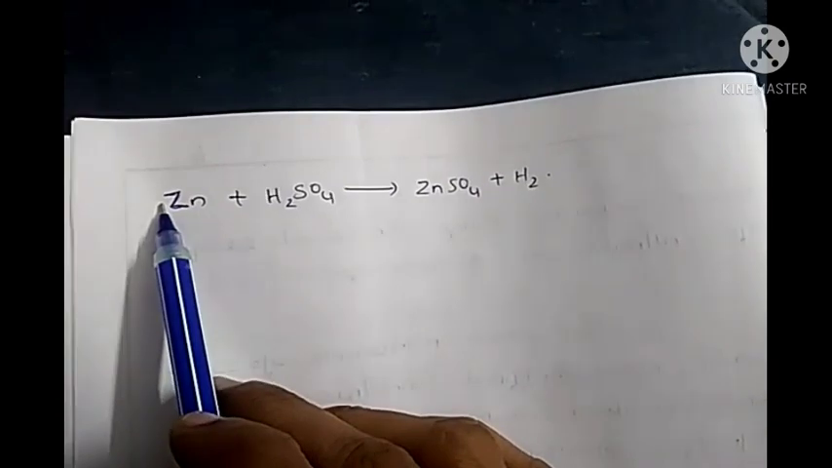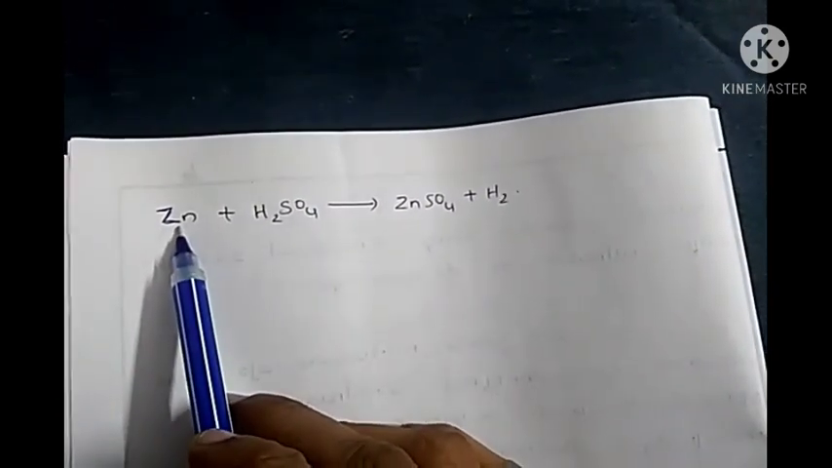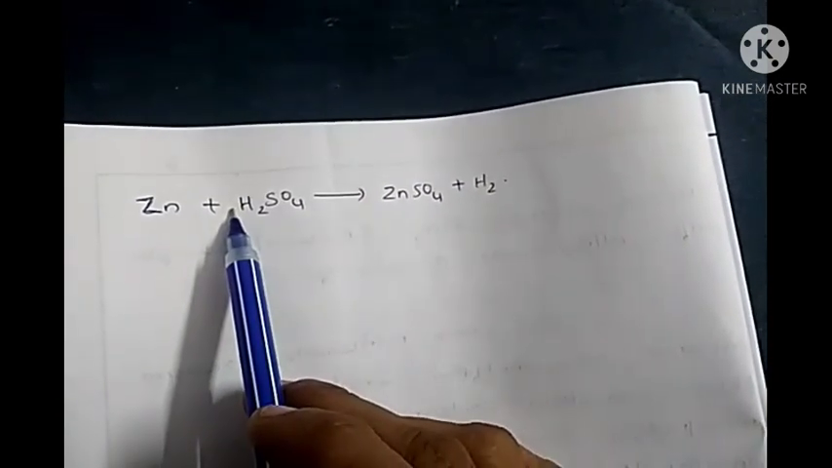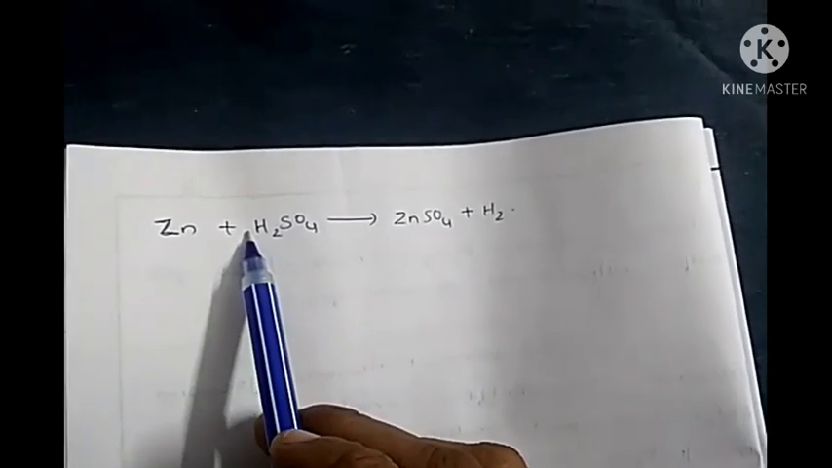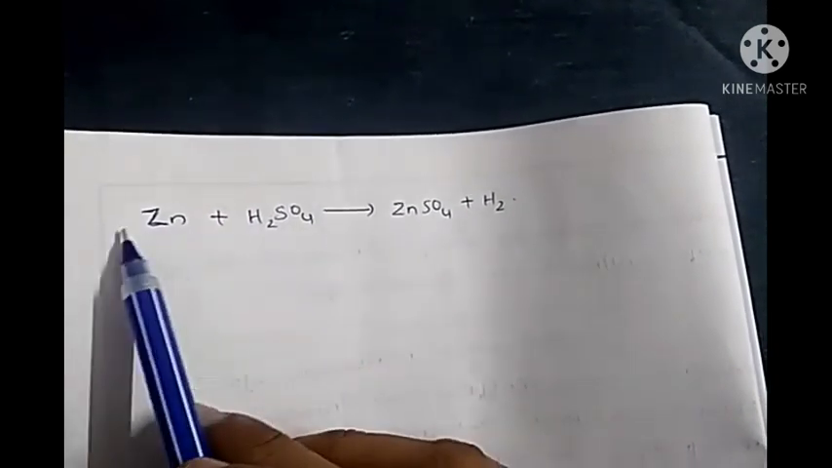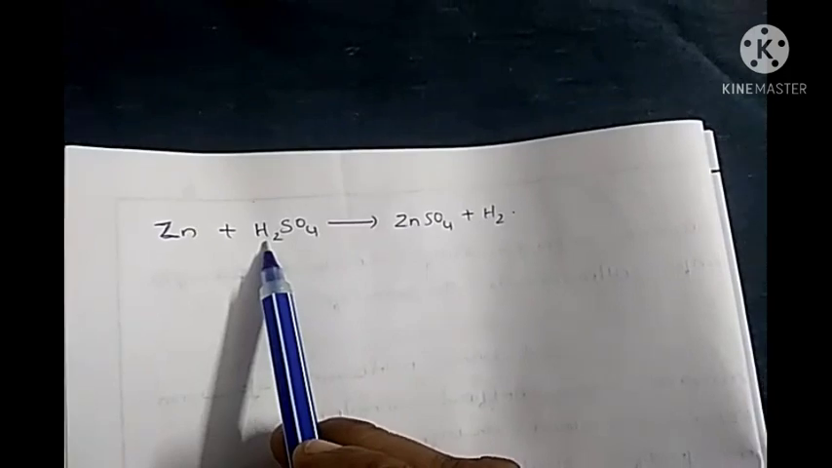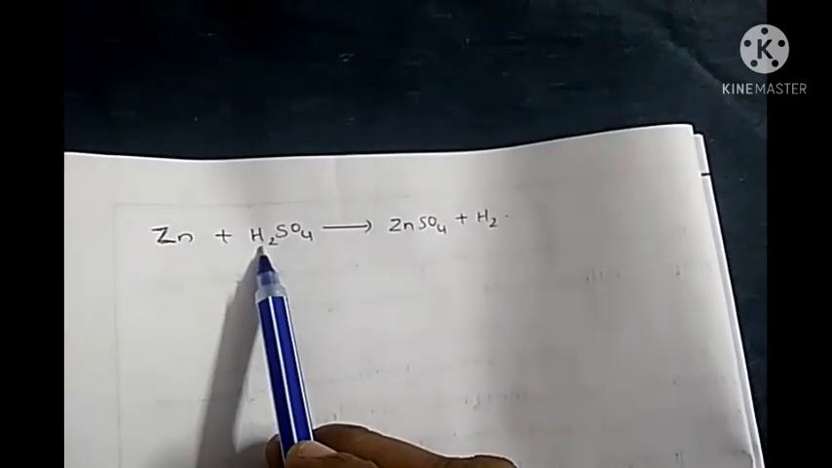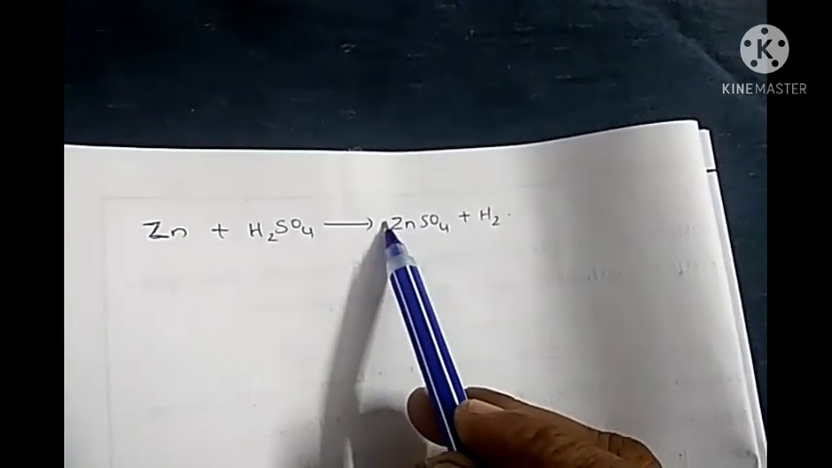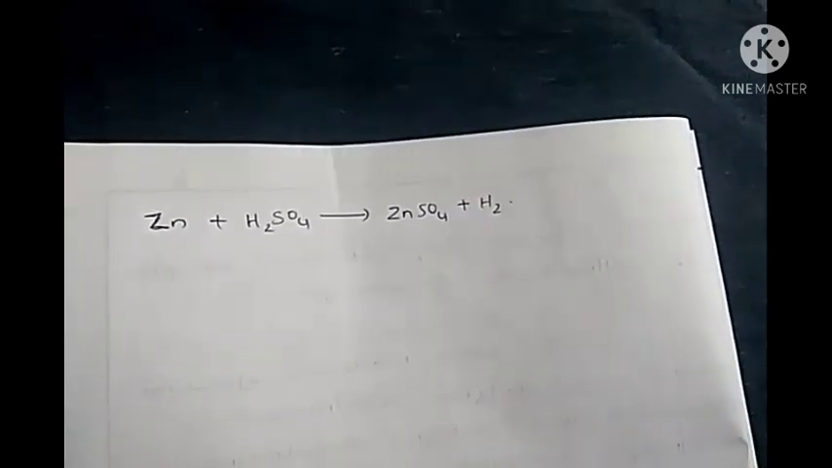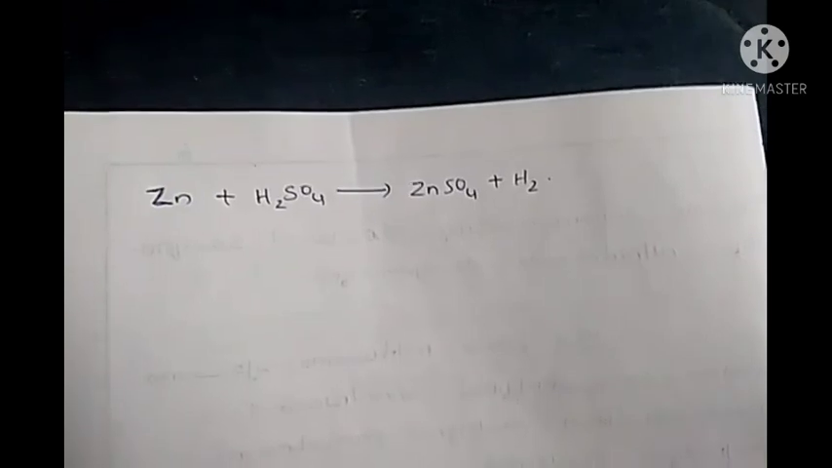So here the coefficient is 1, that means 1 mole of zinc is reacting with, here also the coefficient is 1, so again the number of moles is 1. So 1 mole of zinc is reacting with 1 mole of sulfuric acid or H2SO4 and producing 1 mole of zinc sulfate and 1 mole of hydrogen. So the quantities of these reactants and products also can be identified from this balanced equation.